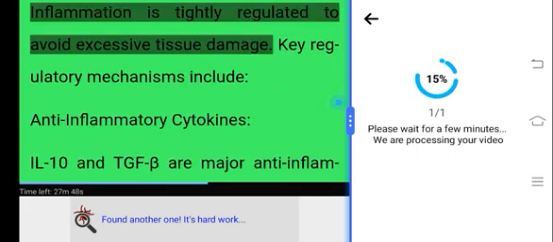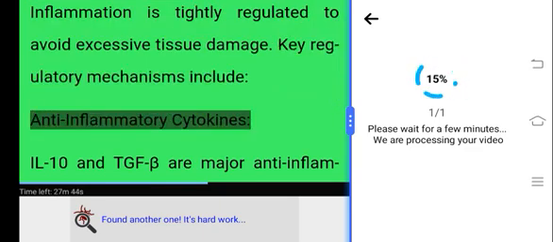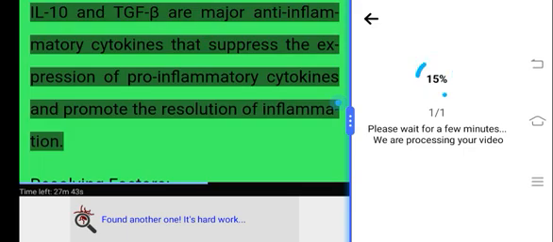Regulation of inflammation. Inflammation is tightly regulated to avoid excessive tissue damage. Key regulatory mechanisms include anti-inflammatory cytokines. IL-10 and TGF-beta are major anti-inflammatory cytokines that suppress the expression of pro-inflammatory cytokines and promote the resolution of inflammation.